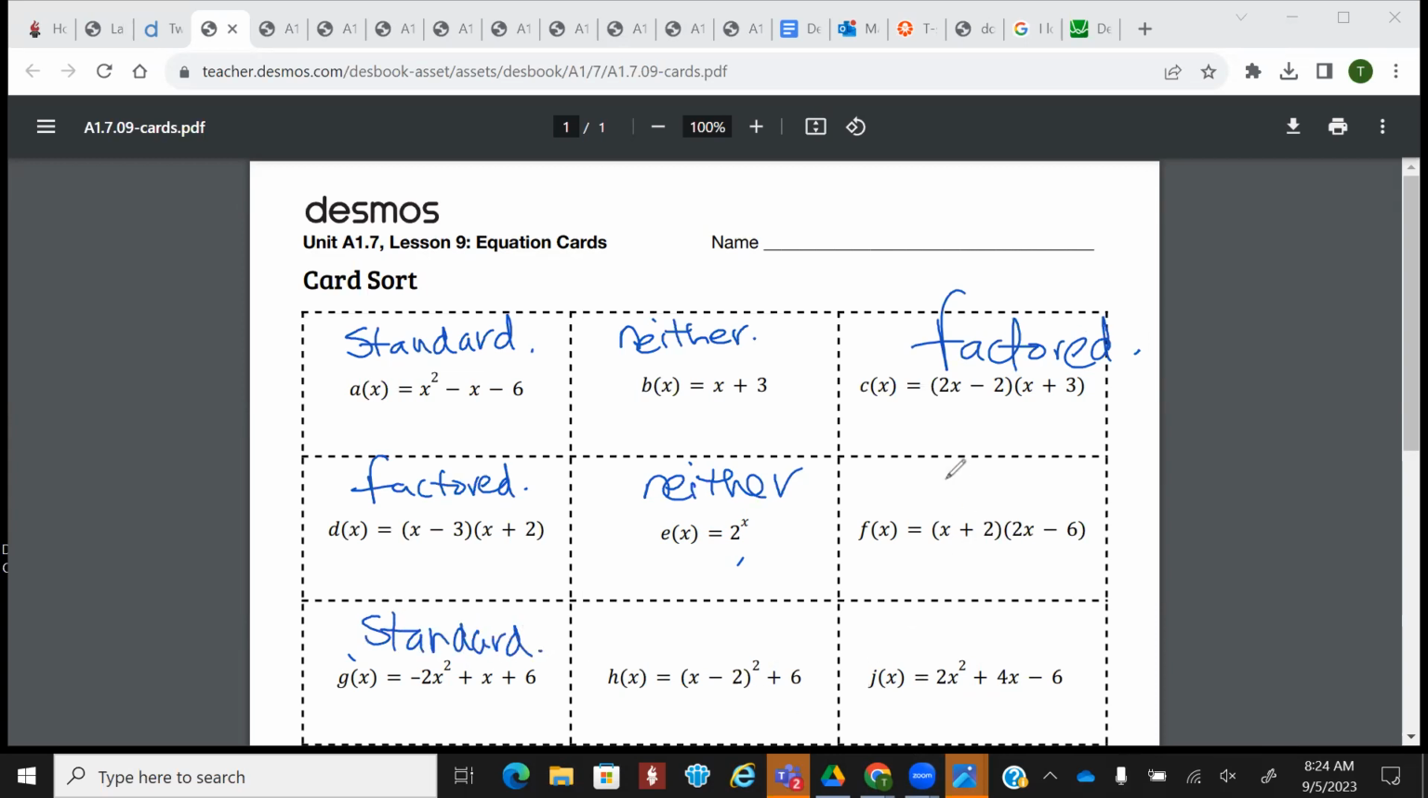Okay. This one up here is factored. Okay. This one down here, is that factored or standard? That one's standard. Now the middle one is a little tricky. This is a different form that we have not talked about yet. However, this is neither factored nor standard.